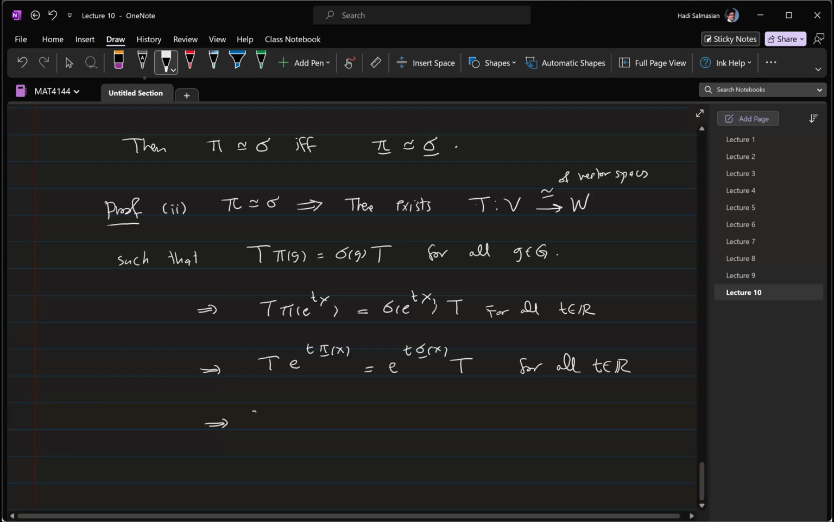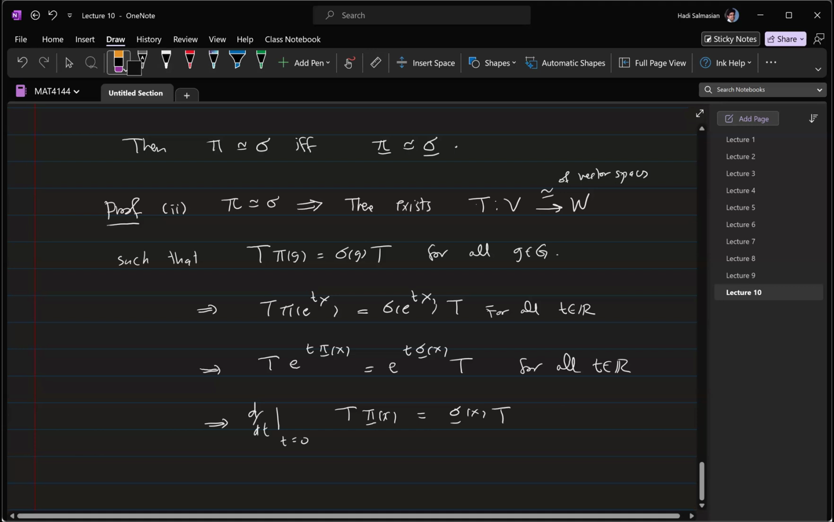All right. So when you differentiate d/dt at t equal to 0, you get T, and differentiating with respect to t is linear, right? Now you basically use multivariable calculus: you differentiate such a thing by just taking the derivative of the thing after the linear transformation, because this T is constant. Okay, so you end up with pi underline x times e to the 0 times pi underline x, because you set t equal to 0. And on the other side, you end up with sigma underline x T.